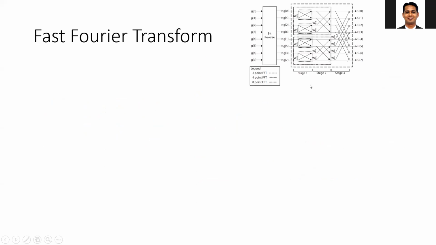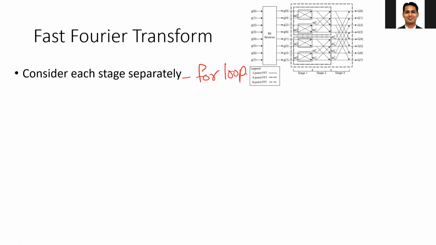Now, how to do the second part? The second part is this one, the FFT. There are a few observations we can exploit while writing the code. We need to consider each stage separately. You can see that we can break down our code into the number of stages. We can have a for loop for each stage separately, because we can't do stage 2 before completing stage 1, and we can't do stage 3 before completing stage 2. So we can write a for loop for stage 1, stage 2, stage 3.